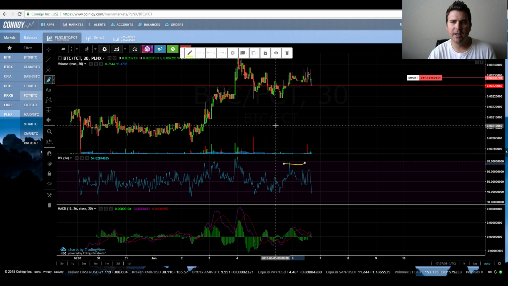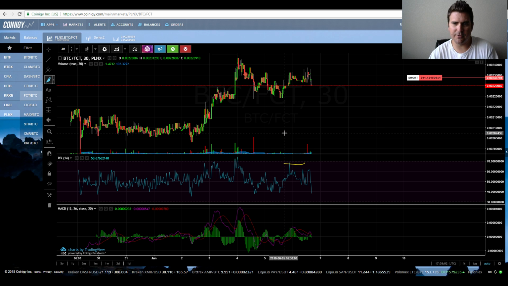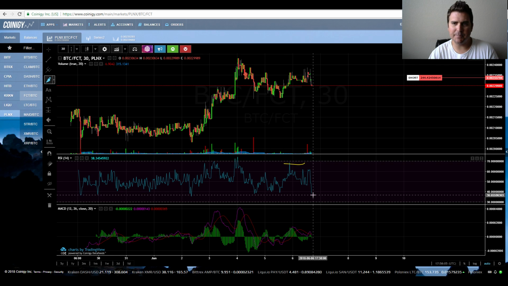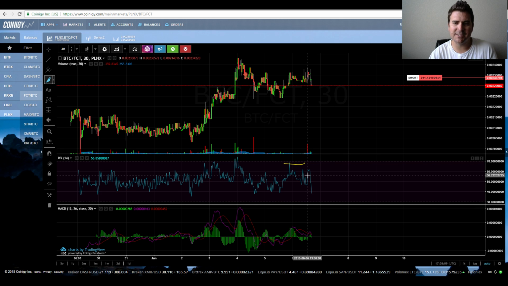So you're looking for this kind of strange pattern right here. And I know that's not a very good drawing, but as the RSI dips down and the price goes up, you're going to see the price start falling because the RSI is weakening, or support for the certain price that we're at is weakening, right? So that's how that works, guys.